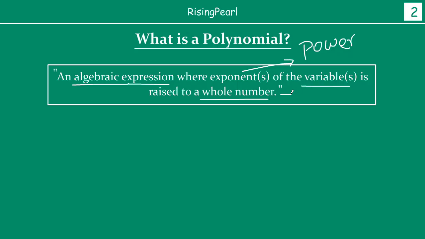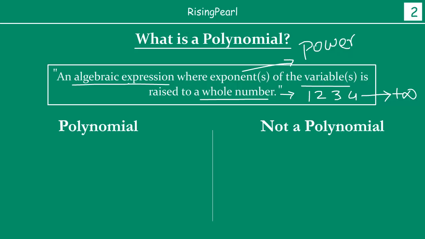Now we know what is a whole number. We know the set 1, 2, 3, 4, and so on and so forth, all the way till plus infinity. This collection of numbers, we call them whole numbers. So if we have an algebraic expression where we have variables which are raised to the power of whole numbers, then we call those expressions polynomials.